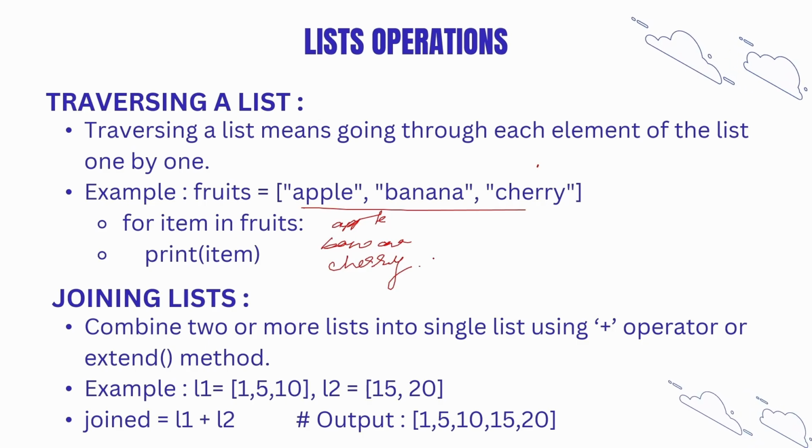Okay, the next is joining lists. Joining lists means combining two or more lists into a single list using this plus operator.